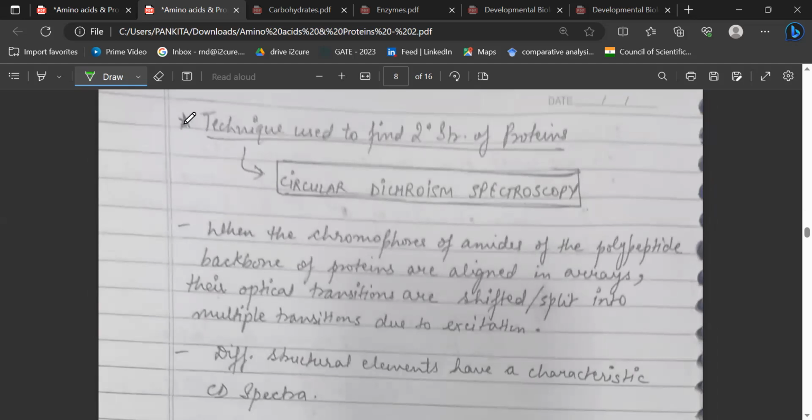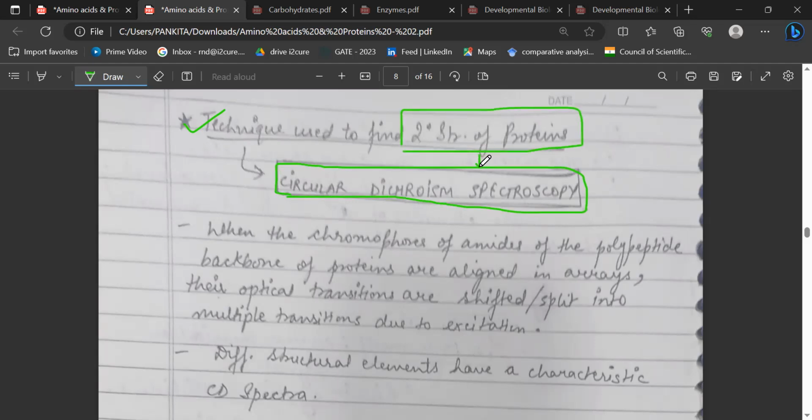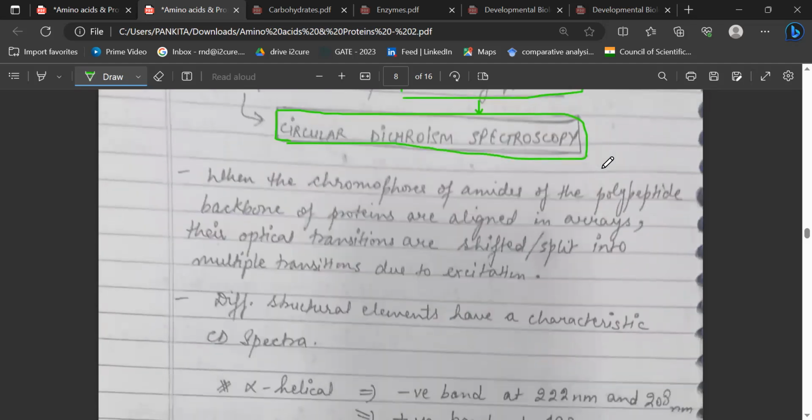There's a technique which is used to find the secondary structure of proteins. Circular dichroism spectroscopy is the technique using which we find the secondary structure of proteins. How it's done is when the chromophores of amides of the polypeptide backbone of proteins are aligned in arrays, their optical transitions are shifted or split into multiple transitions due to excitation. And the CD spectra, the circular dichroism spectra, is created.